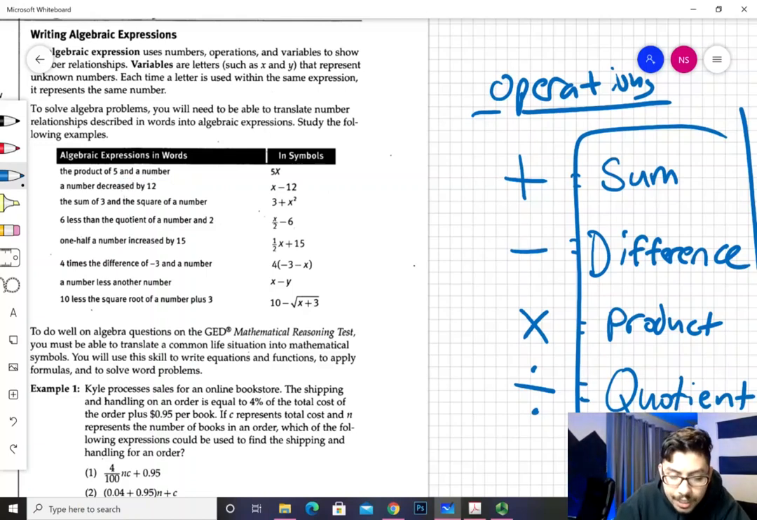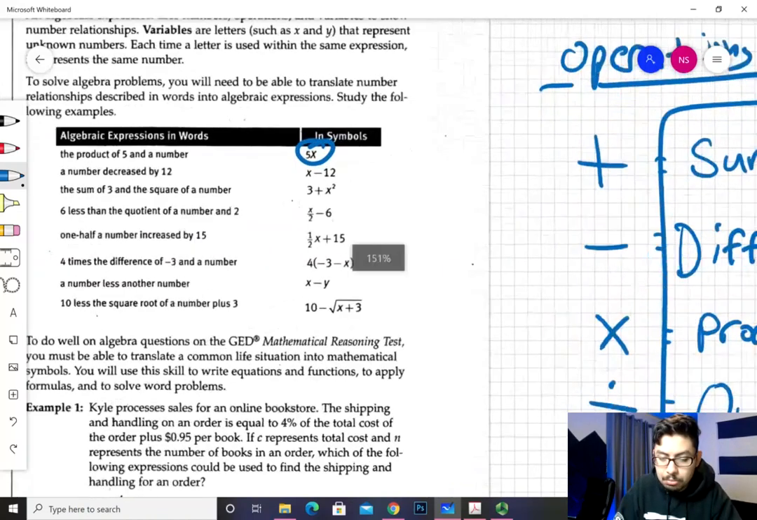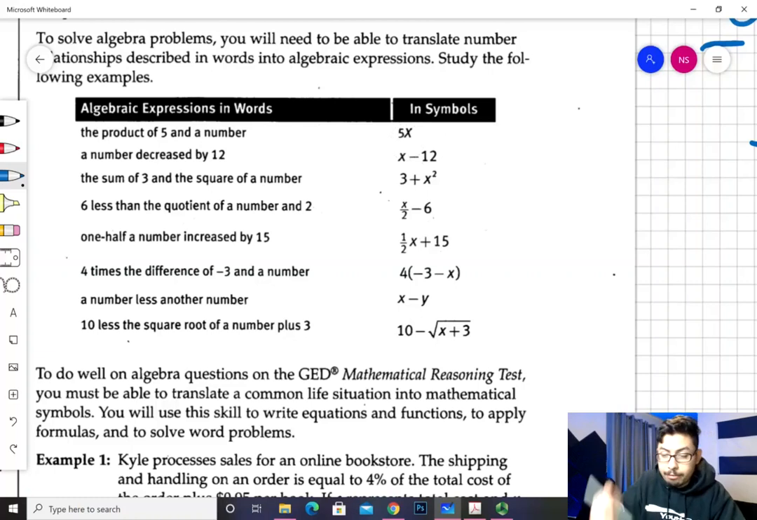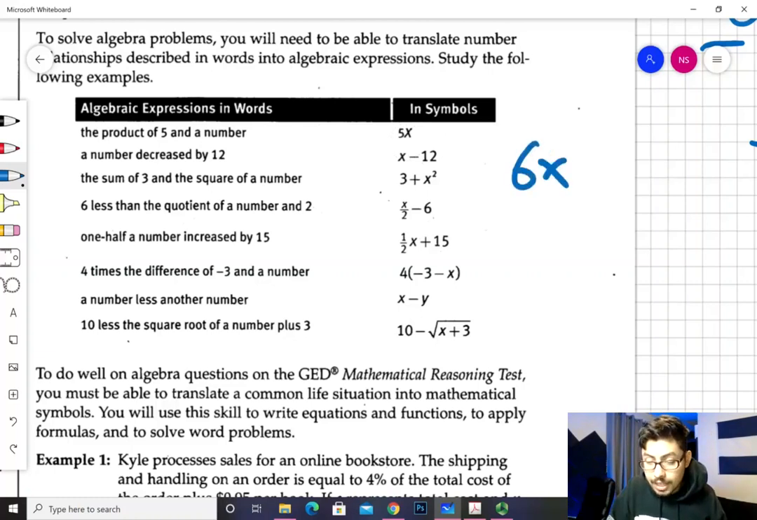So if we look here, the product of 5 and a number. What is 5 times a number? How does it look in symbolic terms? 5x. Let me zoom in for y'all. That's the product of 5 and a number. So what is the product of 6 and a number? That's 6x. What is the product of 120 and a number?